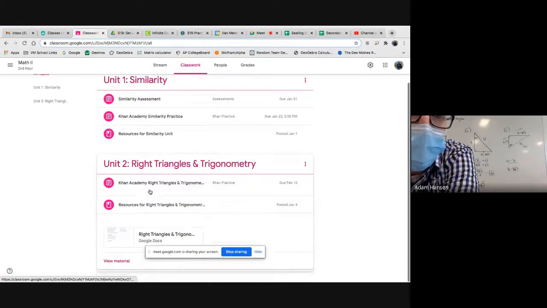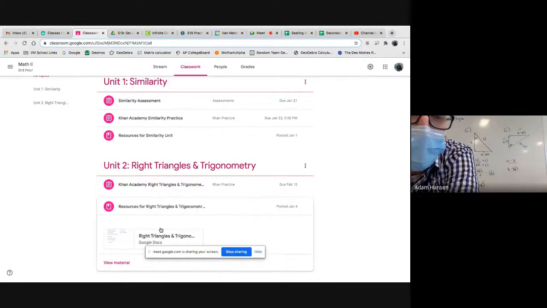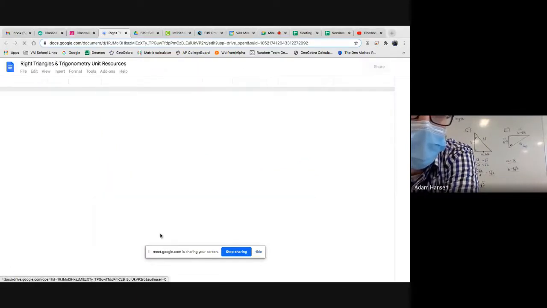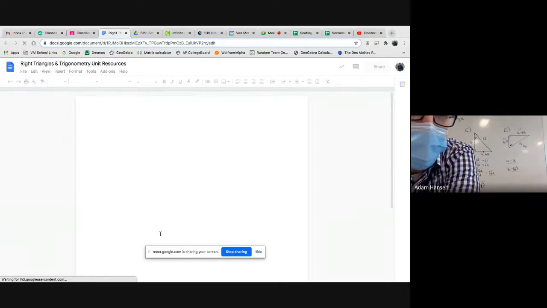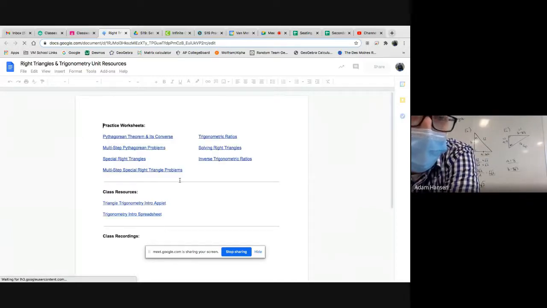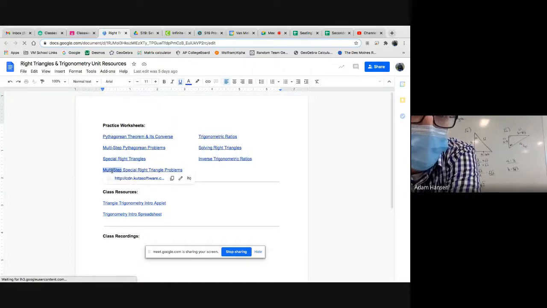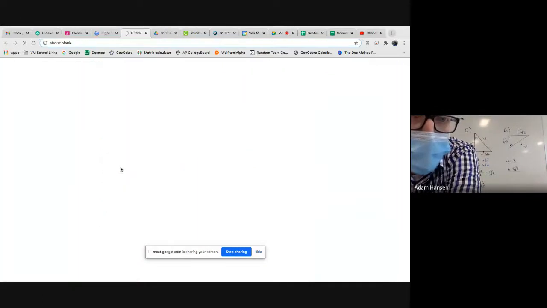I've linked all the practice keys under this resources doc here. Today and tomorrow, we're going to be looking at these special right triangle links here. Special right triangles here, and multi-step special right triangles down below. You can find the same practice I just passed out with this link here.